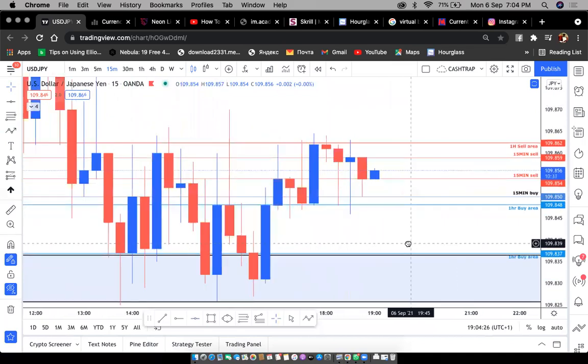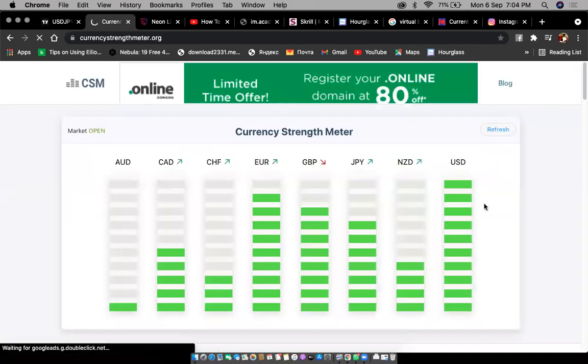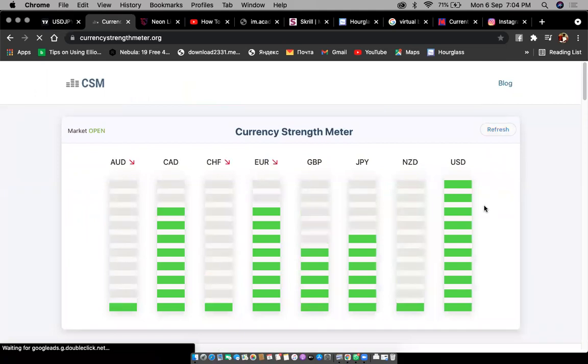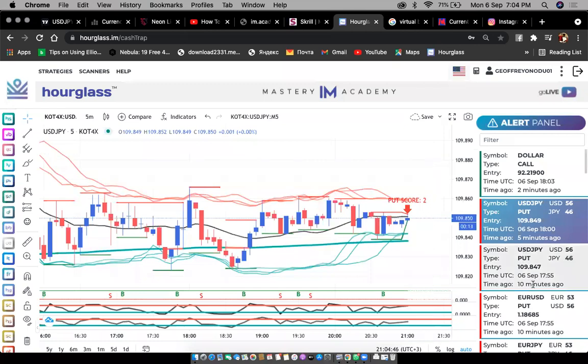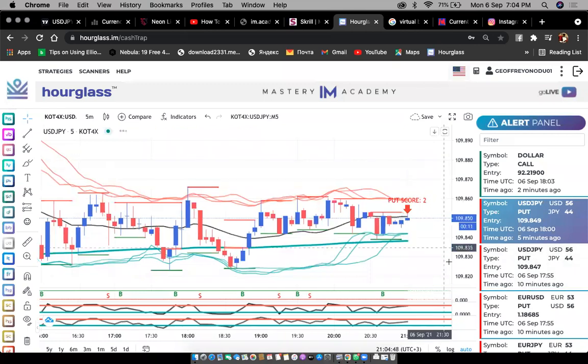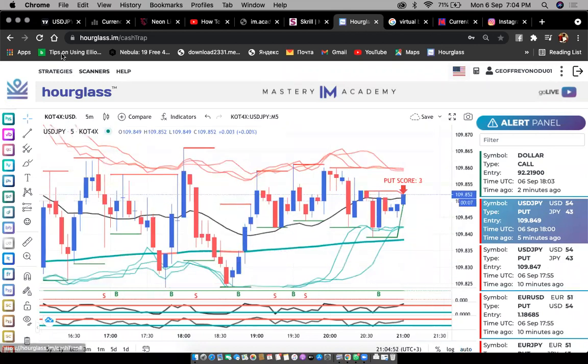Now, when you check your currency strength meter, US dollar is stronger than the JPY, so you expect price to go up. So where are you going to enter the trade now? Where are you going to enter the trade? Now you come to hourglass. You are looking for a what? A call order. Okay, let me refresh hourglass.